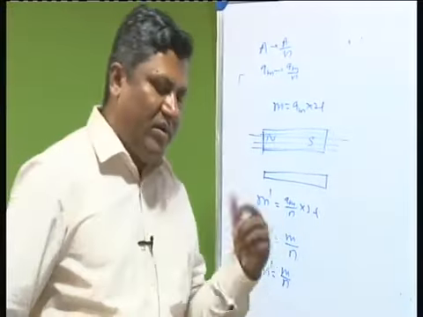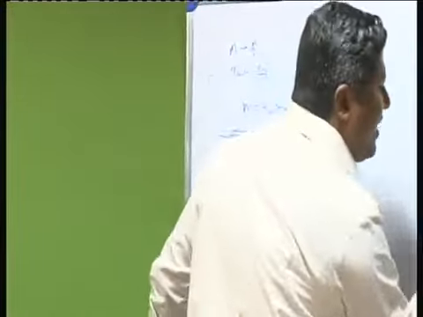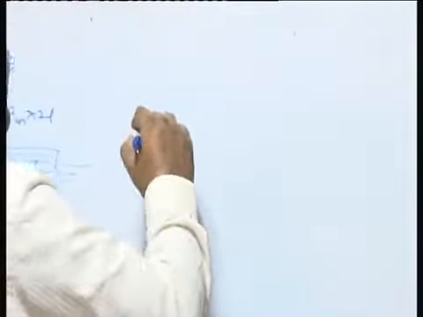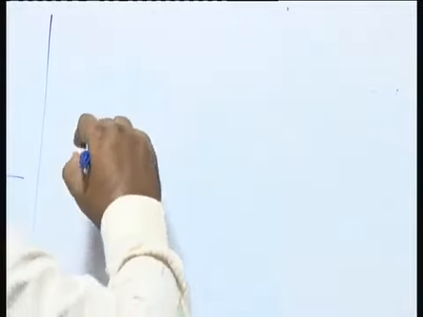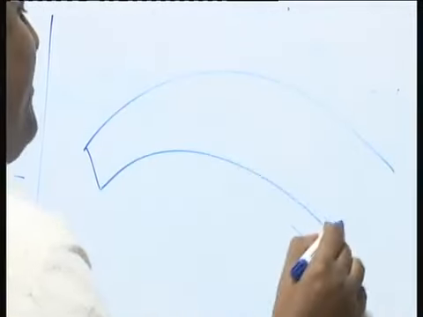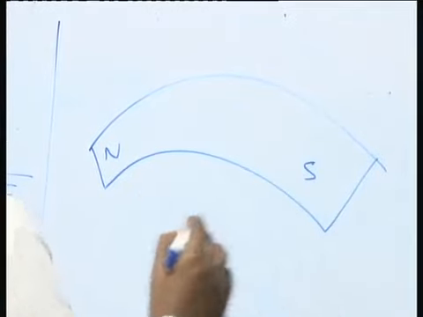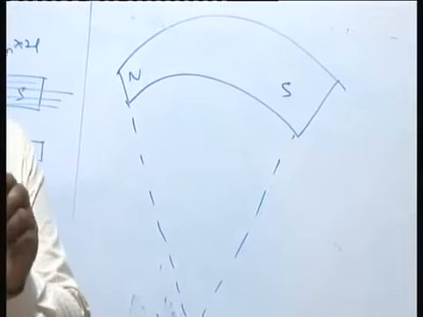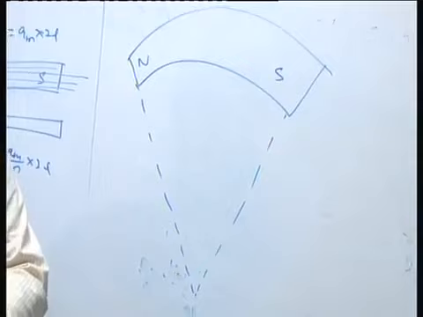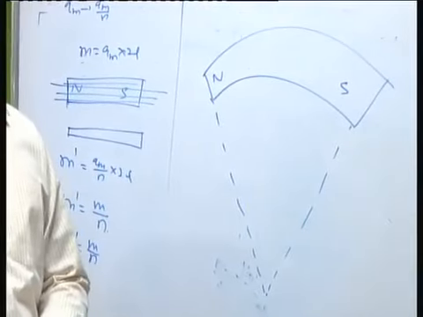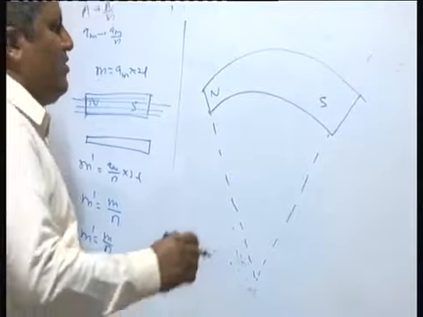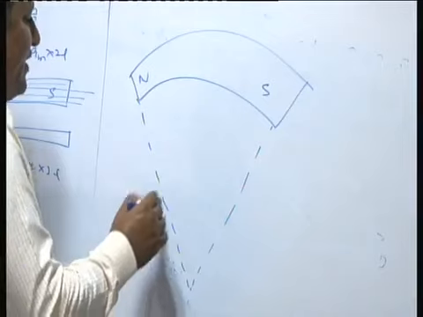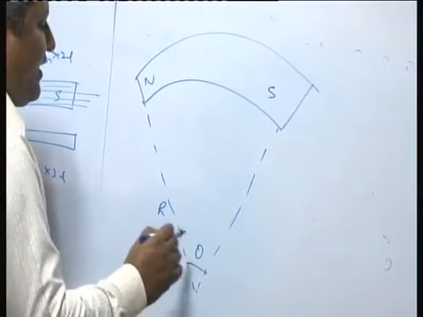Next case we will take is bending of a bar magnet. Suppose a bar magnet is bent into different shapes, for example into an arc of a circle, and we have to find its new magnetic moment. Whenever the bar magnet is bent, the effective length between north pole and south pole decreases. Therefore, the magnetic moment of the bar magnet also decreases. Suppose this bar magnet is bent into an arc of a circle, and the radius of this circle I will take as r, and the angle at the center I will take as theta.